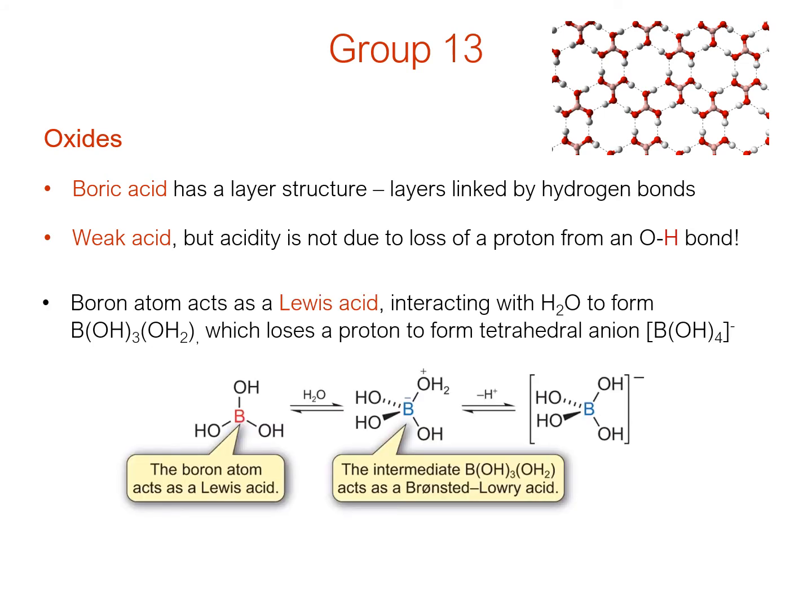So let's see how it does it. None of these hydrogens from the OH groups are being lost, which is quite unique, as I said. What happens is that this boron is again electron deficient. As we've seen, it's got 6 valence electrons around it, and it's got this empty p orbital. And so it acts as a Lewis acid and interacts with the lone pairs on a water to have a water coordinated to it in this Lewis acid base adduct.